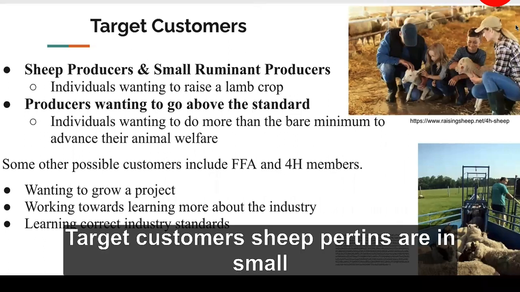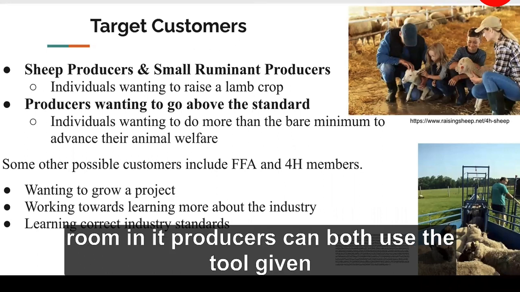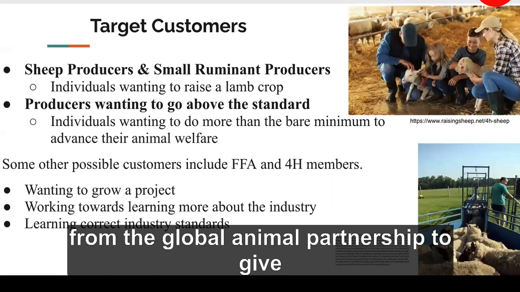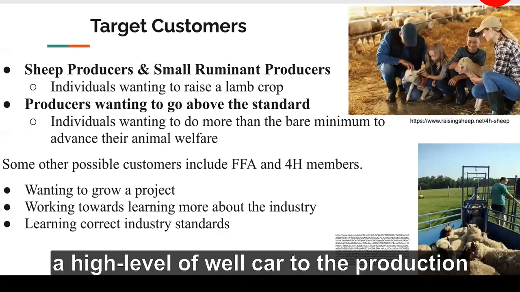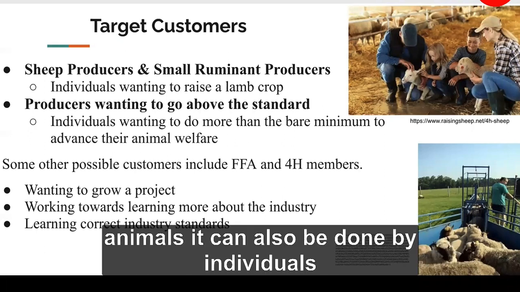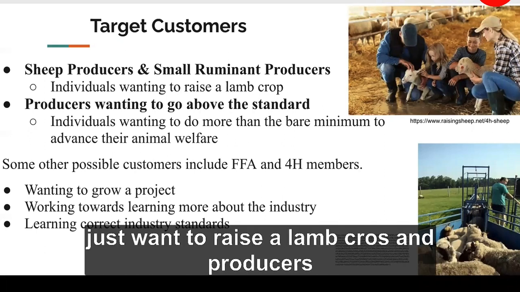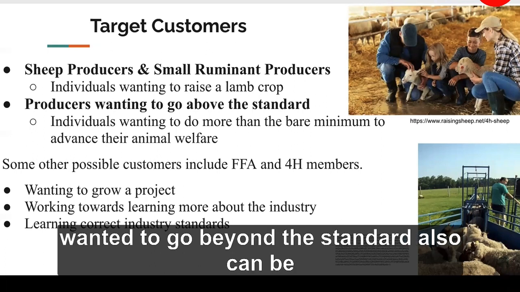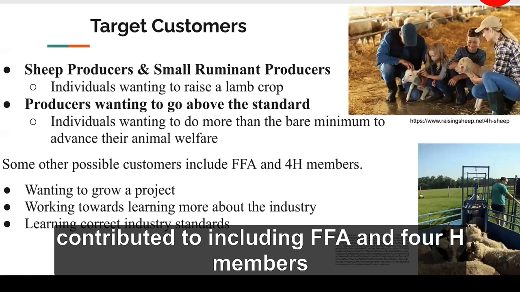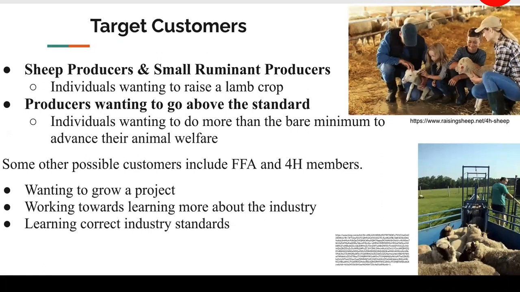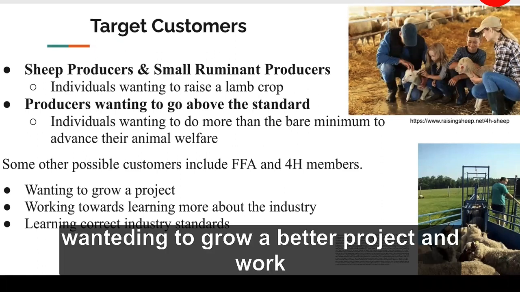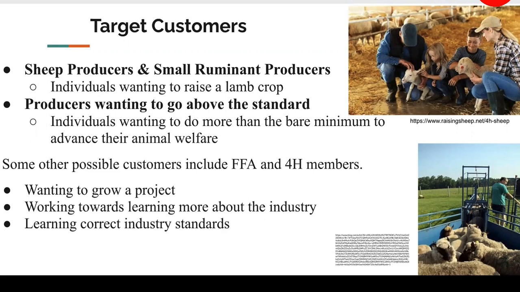Target customers. Sheep producers and small ruminant producers can both use the tool given by the Global Animal Partnership to give a higher level of welfare to their production animals. It can also be used by individuals just wanting to raise a lamb crop and producers wanting to go beyond the standard. It can also be used by FFA and 4-H members wanting to grow a better project and work towards a more sustainable future in their project.